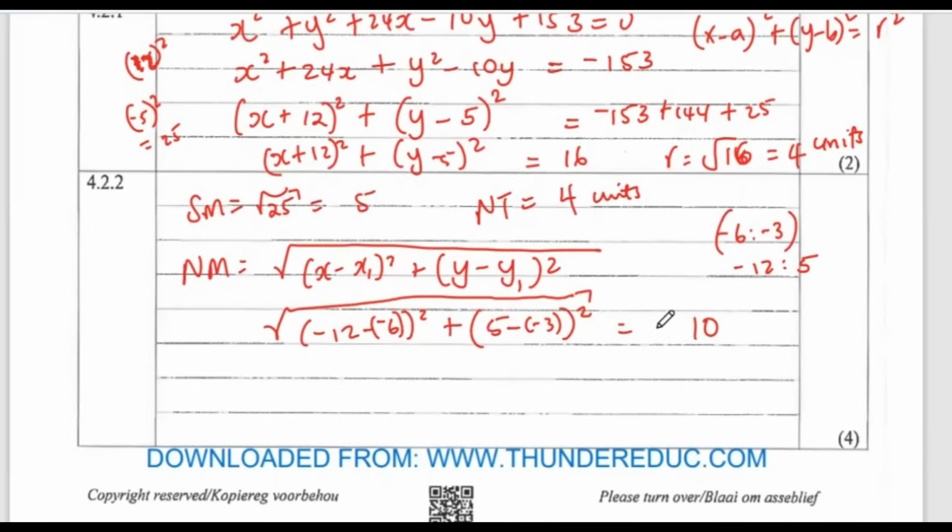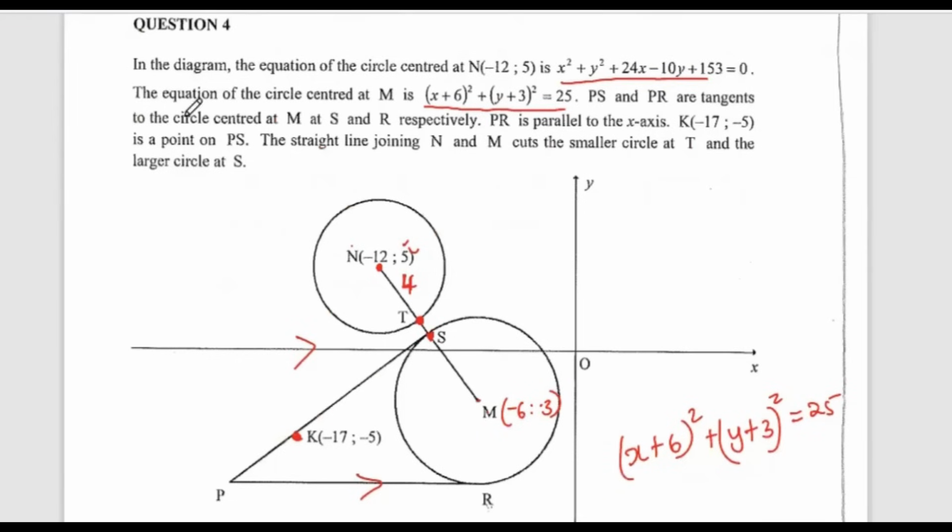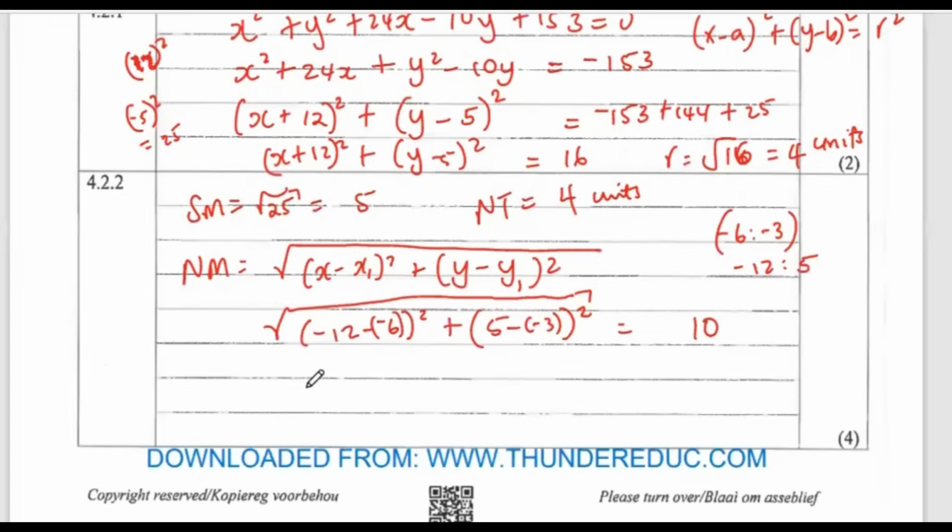Okay. So that 10 is representing the total distance from N to M. But we say this is a 5, and then this is a 4. So what is left here? It's going to be 1 unit. So 10 minus 5 minus 4, which is 1 unit. So therefore, ST, is that what we are calling it? Yes. So ST is 1 unit.